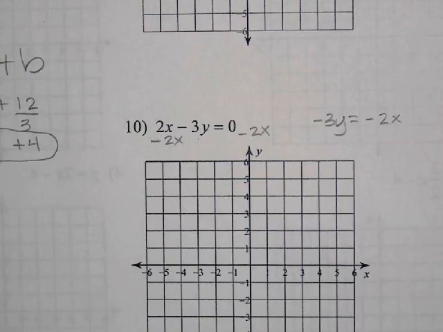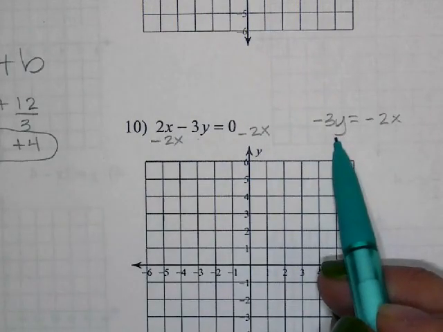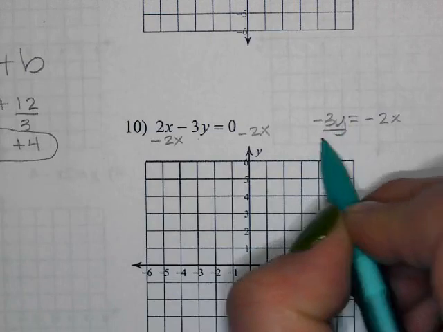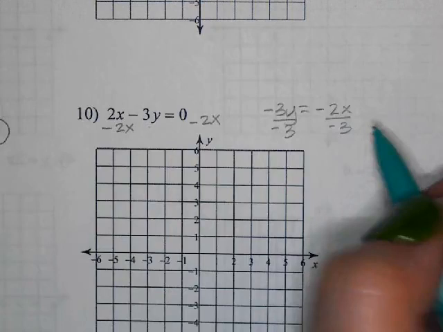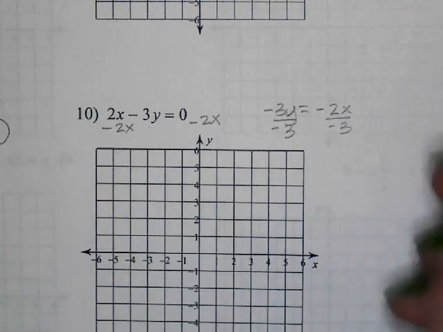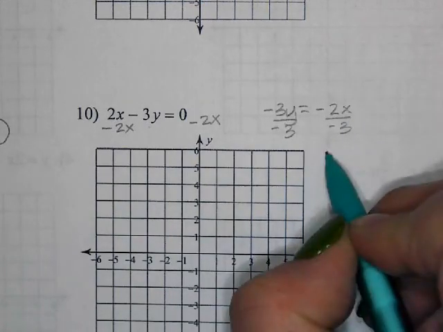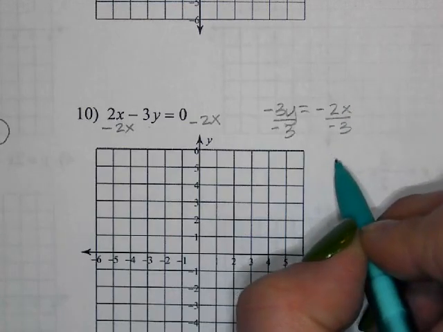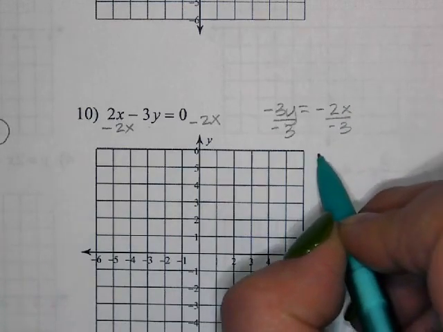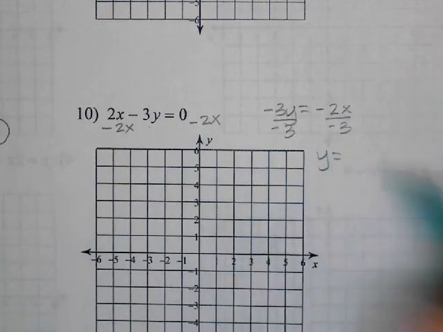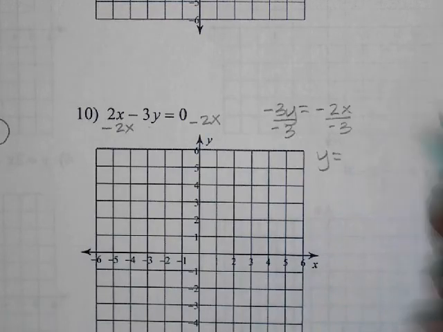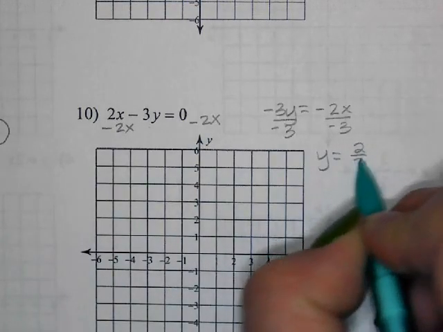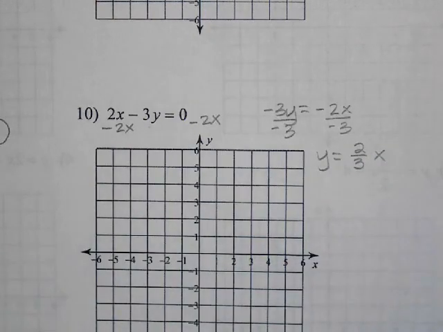Divide by negative 3. Okay? So what's our answer? What's a negative divided by a negative? Positive. Okay, so the slope is 2/3, and then it has an x. Now there's no number on the end, so what's the y-intercept? 0. Okay, so I'm going to put a 0 on the end.